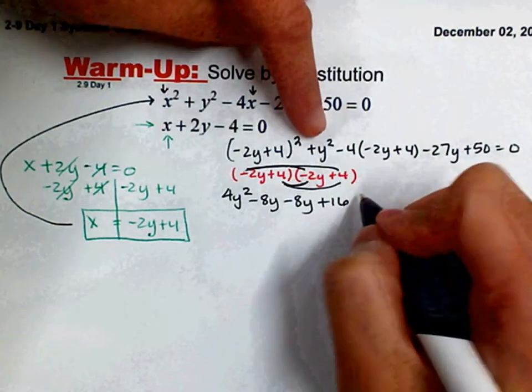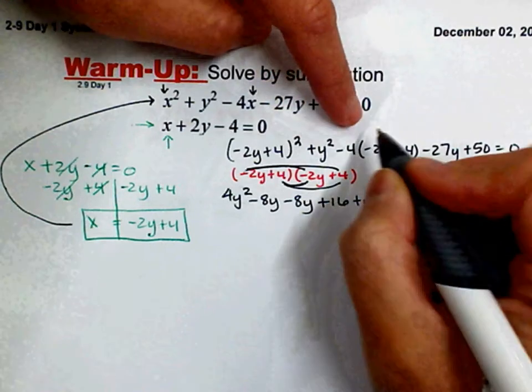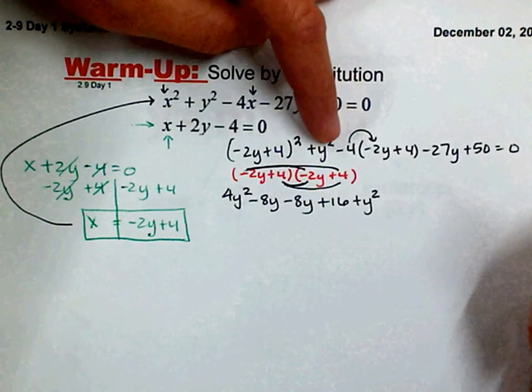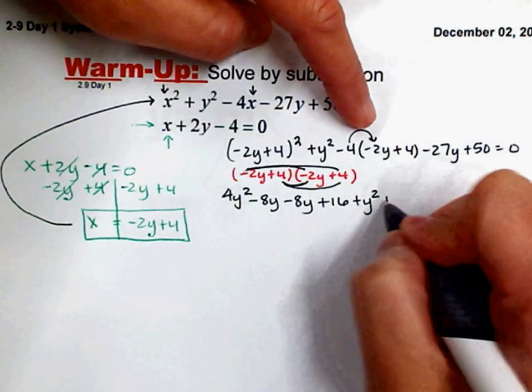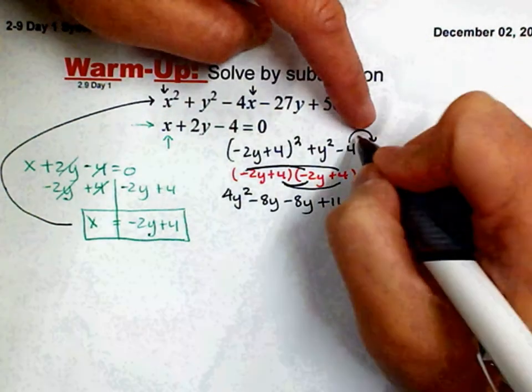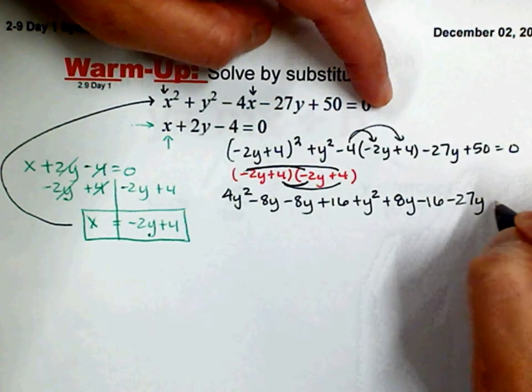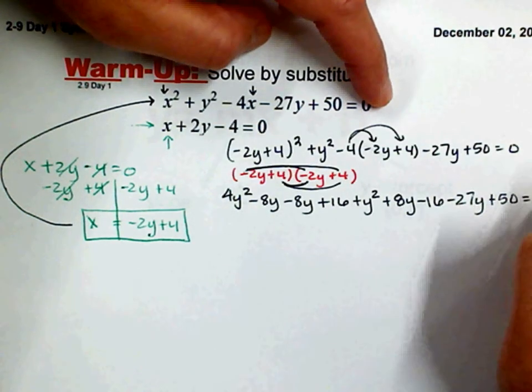And then we're going to bring everything else down. Here, there's a set of parentheses also, so you're going to multiply. Negative 4 times negative 2y is positive 8y. Negative 4 times 4 is negative 16, minus 27y plus 50 equals 0. Okay?